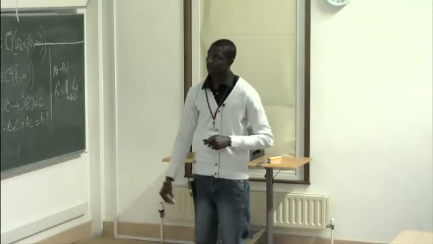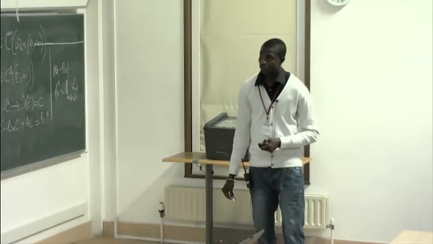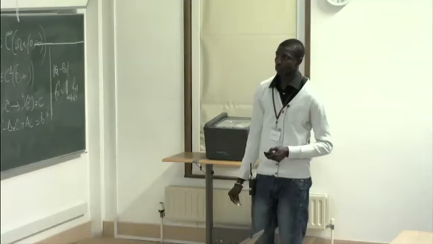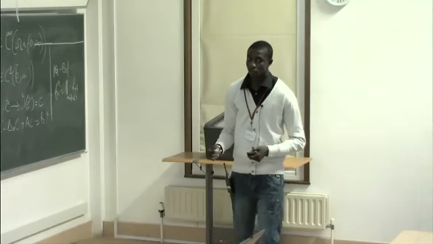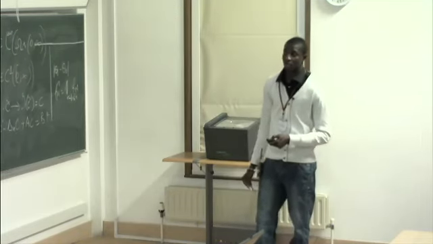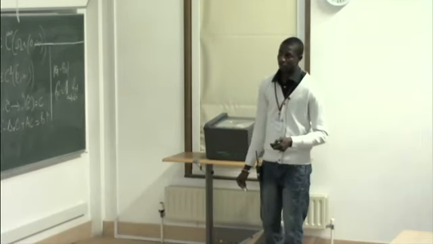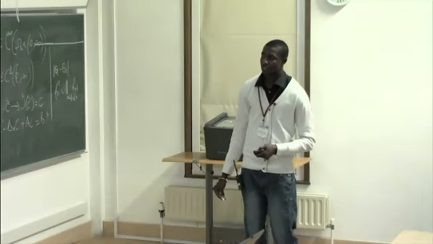For the uniqueness of the solution for general data, we begin by assuming that we have two solutions, C1 F1 and C2 F2, with the same initial data. Instead of the usual L2 norm, which does not work, we derive an L1 estimate for C, and we have the following estimation for the L1 norm of C1 minus C2.